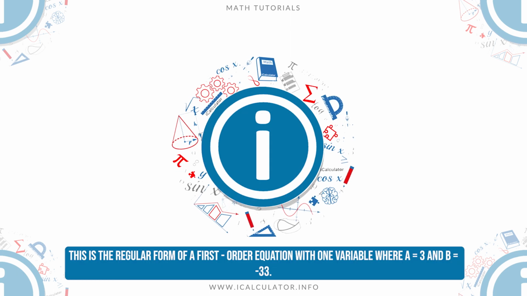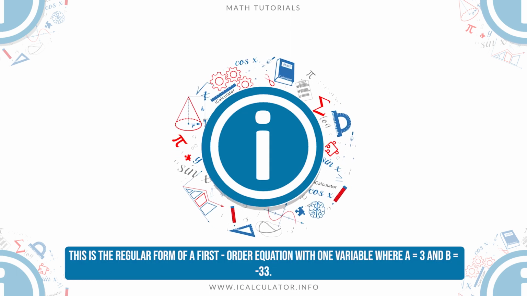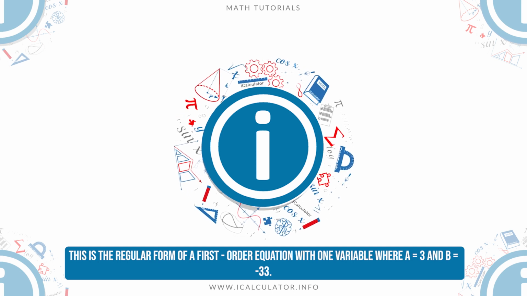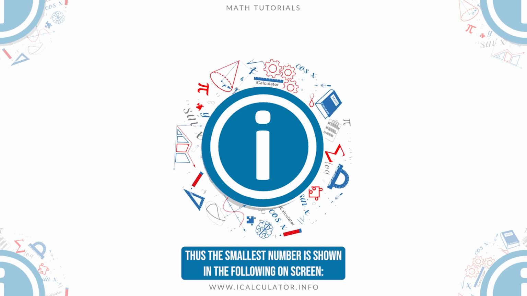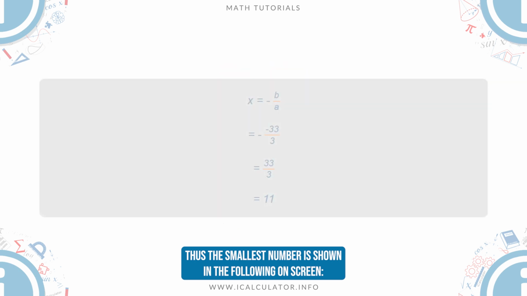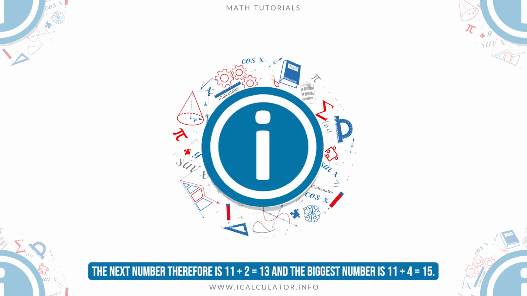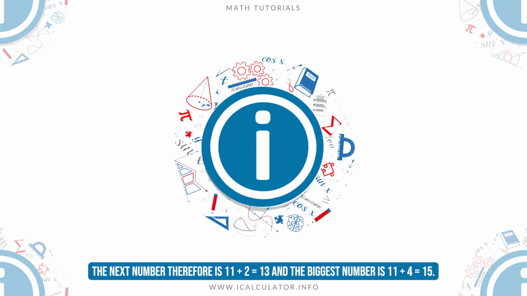This is the regular form of a first-order equation with one variable where a equals 3 and b equals minus 33. Thus, the smallest number is shown in the following on screen. The next number therefore is 11 plus 2 is equal to 13 and the biggest number is 11 plus 4 is equal to 15.